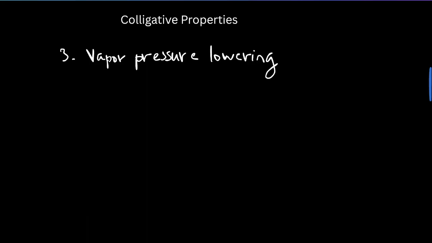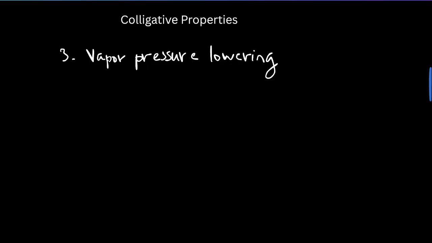So in this video, we'll be looking at the third colligative property, which is going to be vapor pressure lowering. In the last two videos, we looked at boiling point elevation and freezing point depression. So if you missed that, be sure to check out those videos. But in any case, we'll be looking at vapor pressure lowering in this one.